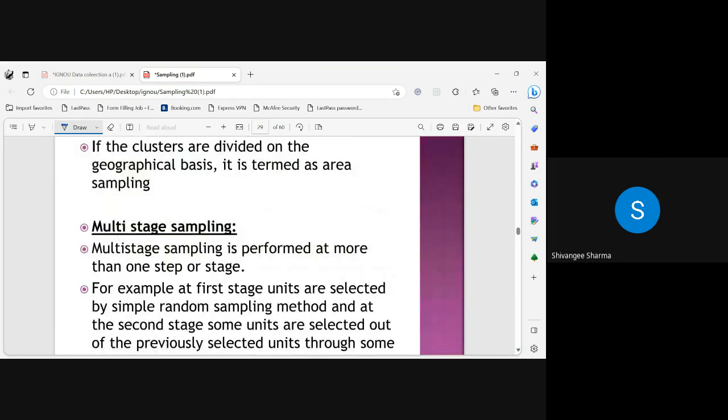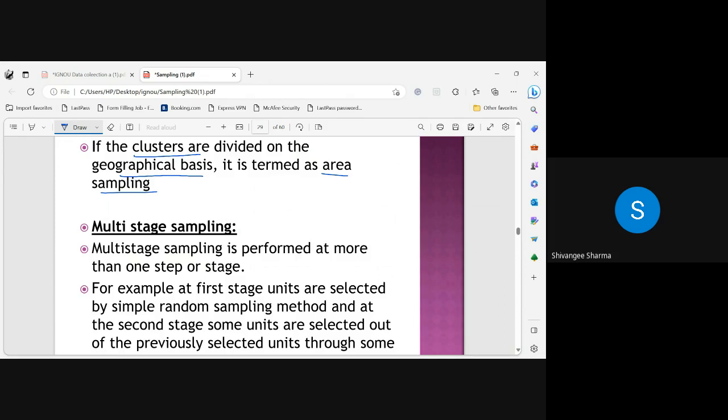Next is area sampling. If the clusters are divided on a geographical basis, then it is termed area sampling. So in area sampling, there are clusters, and those clusters are divided on the basis of their geographical boundaries. In general pan India studies, we form clusters and then do area sampling.